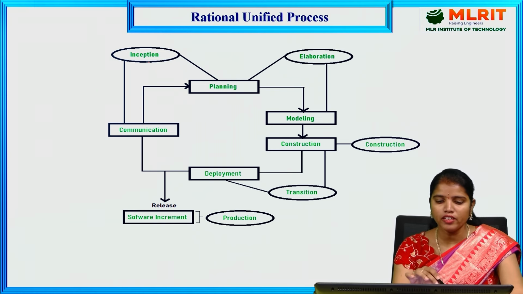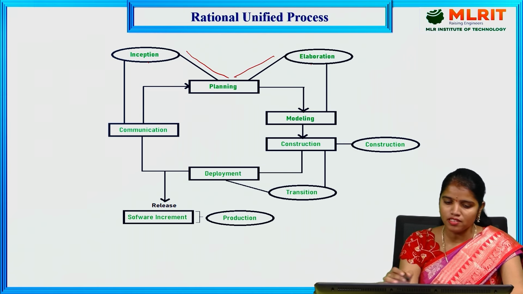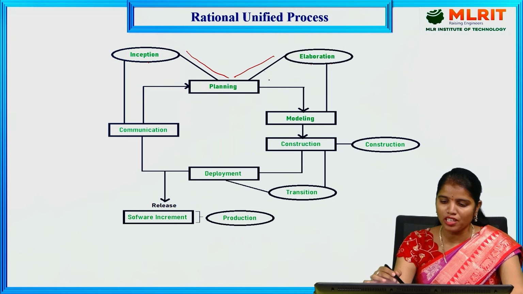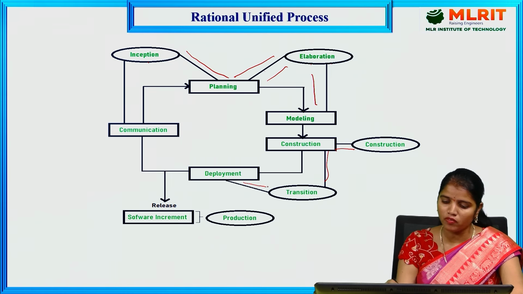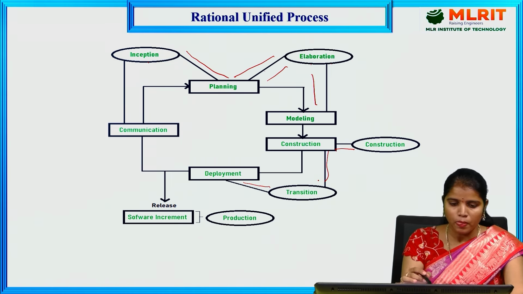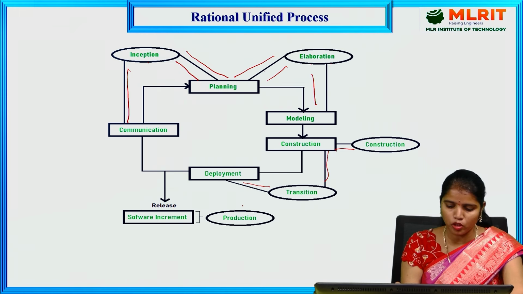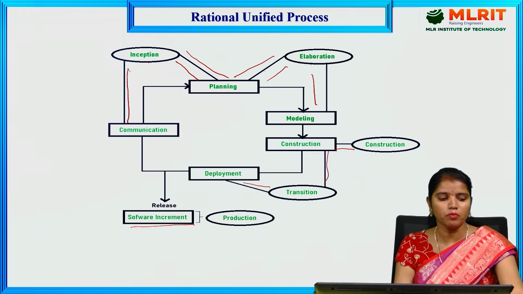Here, inception and elaboration deal with the planning method, and elaboration deals with the planning and modeling method, and construction deals with construction and deployment, and construction deals with the transition method. Finally, inception deals with the communication as well as the planning. Finally, production releases the product by using software increments. This is the architecture of the Rational Unified Process.